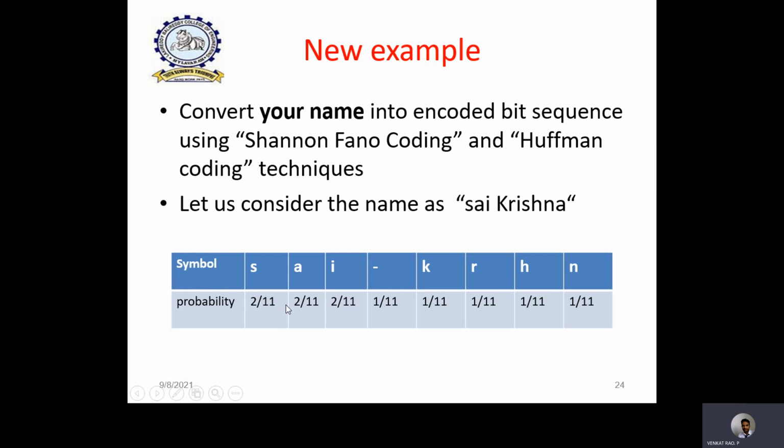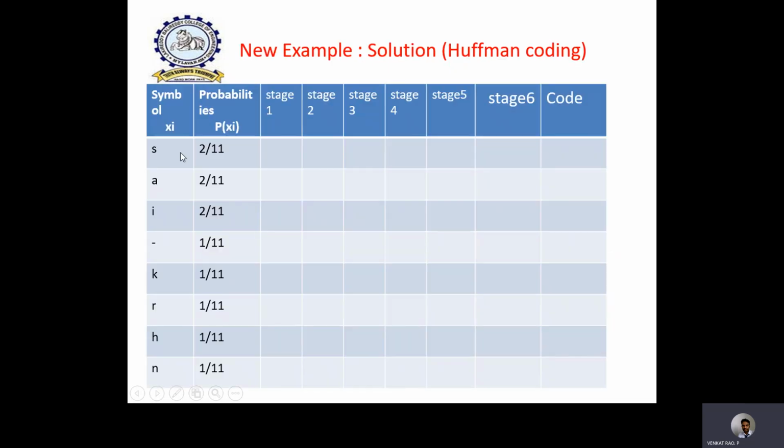So first is S having 2 by 11. So that's why write S, A, I, 2 by 11, 2 by 11, 2 by 11, and then next values with the lowest probability. So the Huffman coding procedure will be repeated. So what is the procedure? The first step is assign 0 and 1 to the least 2 probabilities, and then add these 2 probabilities.